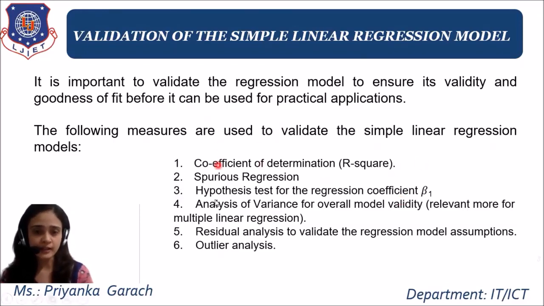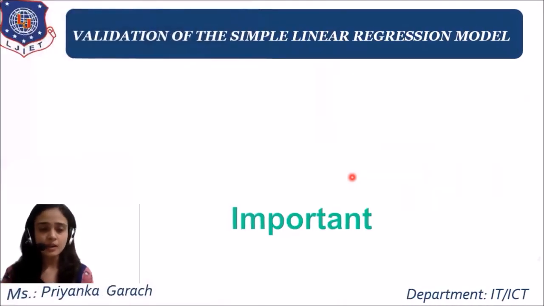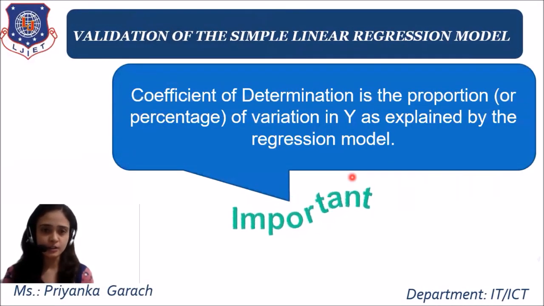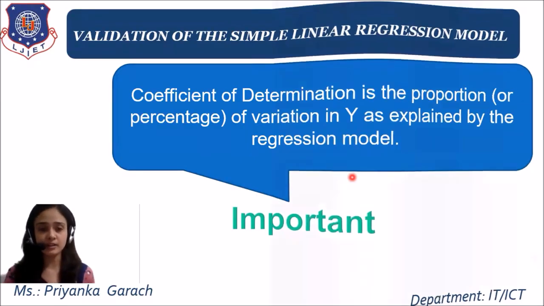For the validation, we have 6 different techniques. The first one is the coefficient of determination, that is the R square, that we have already seen in our previous video lecture. So let's quickly revise what the R square is. Coefficient of determination is the proportion, or we can say it will give us the value in terms of percentage, of how accurate the model is.